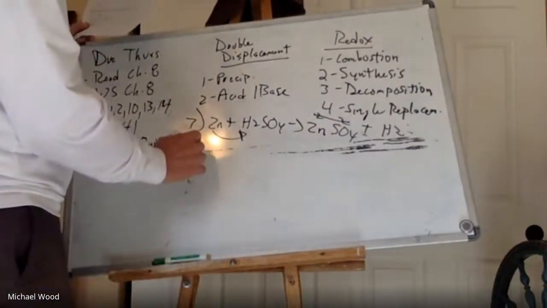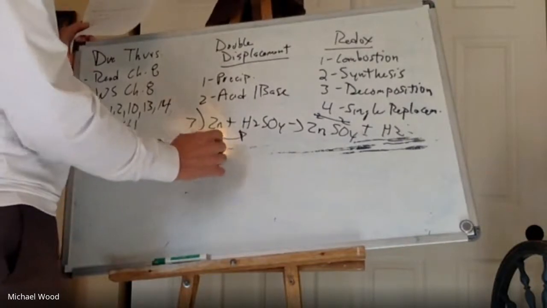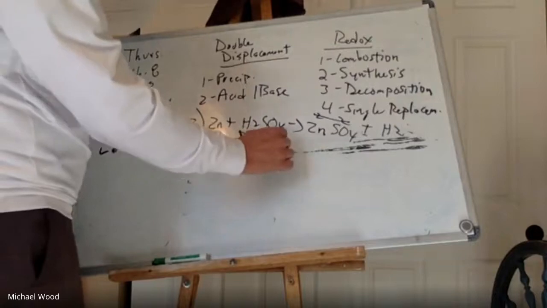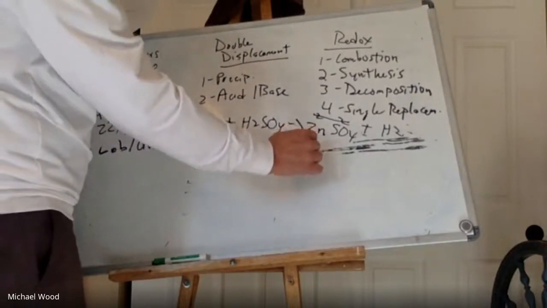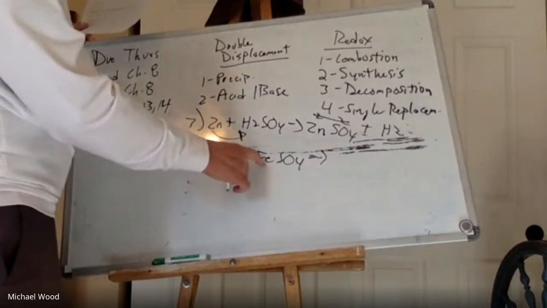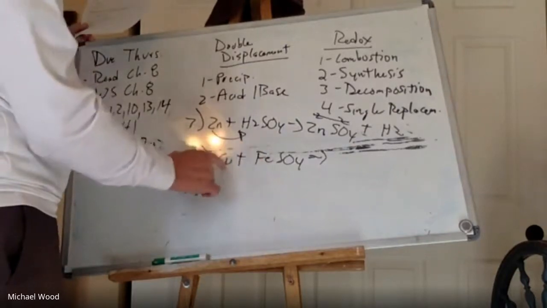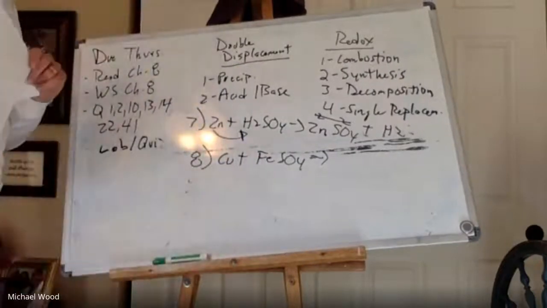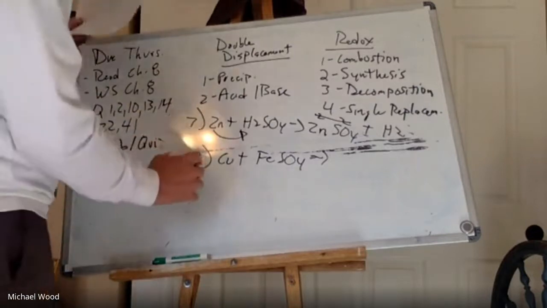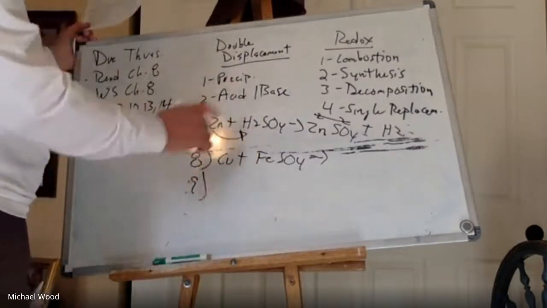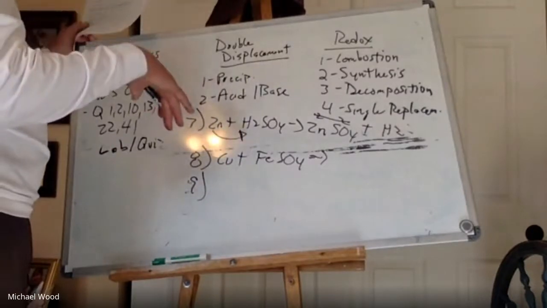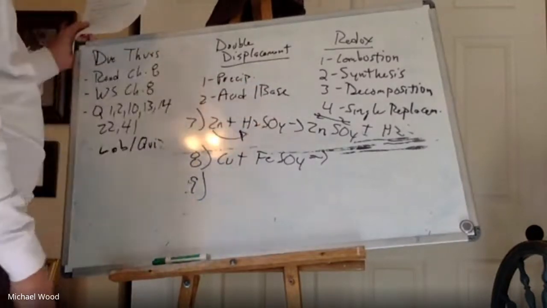Okay, and then on number 8, we have copper plus FeSO4. So then copper, and again, guys, this is where I really need to look this up. I can't remember if copper is above iron on the activity series, and so I'm going to have to look and see. I'm just going to go on to number 9. I'm not sure if that reaction will occur. If the replacing element is below the element it's replacing, the reaction will not occur.